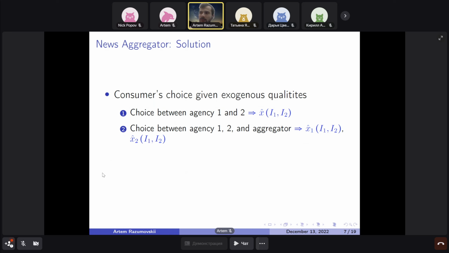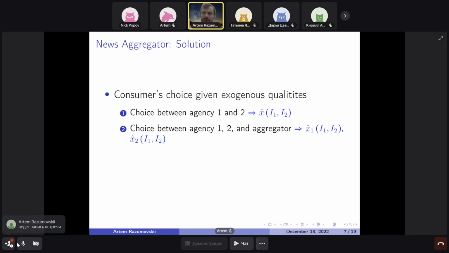But which part of the consumers would you think will join the aggregator, and the agencies, in the general case, if agencies produce different, or we can say sufficiently different, topics of high quality? Those who are in the middle.